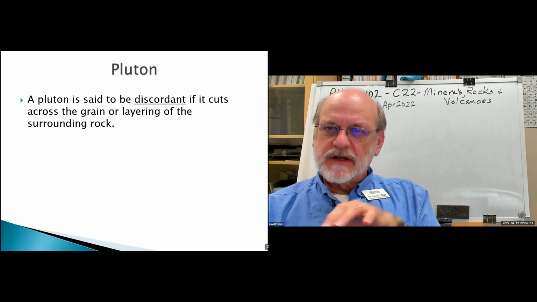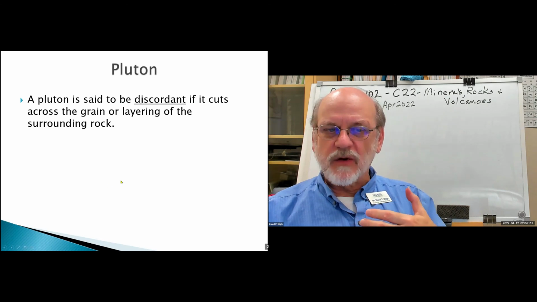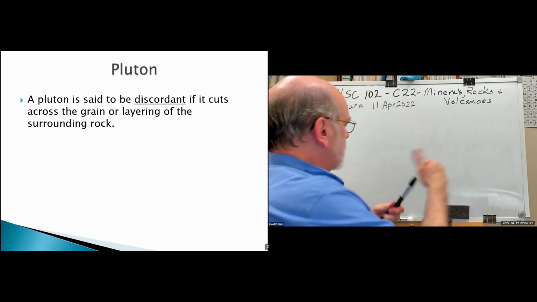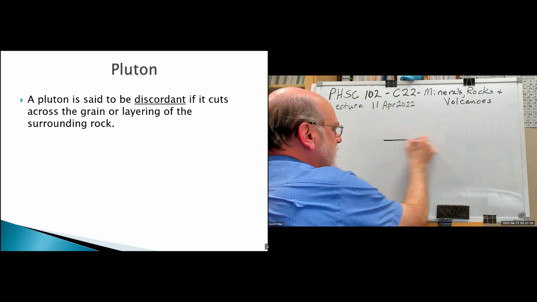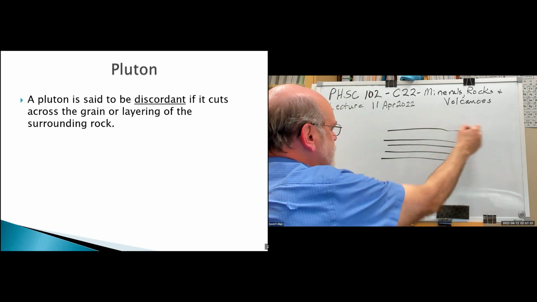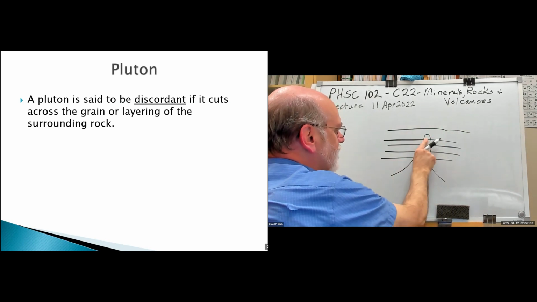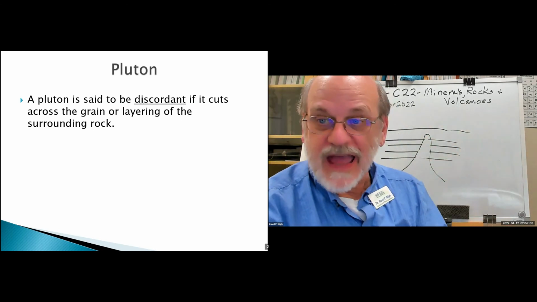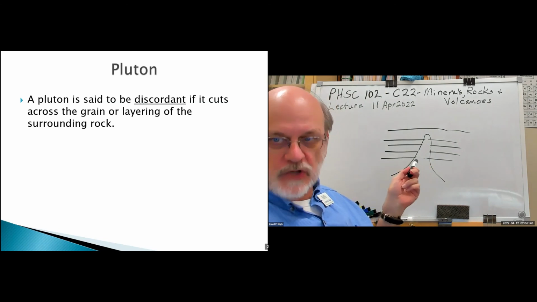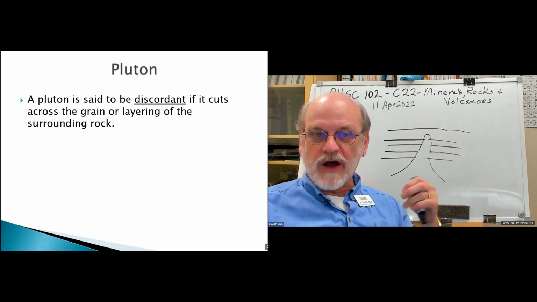If the pluton, during its intrusion, has cut across the grain or layering of surrounding rocks. So say you have sedimentary rock overhead, right? It's in layers. And here comes this magma. There's the surface of the earth, this magma, and it pushes up like that. Pushes it out of the way and solidifies. This is a discordant pluton, because it cuts across grains of the overlying rock.